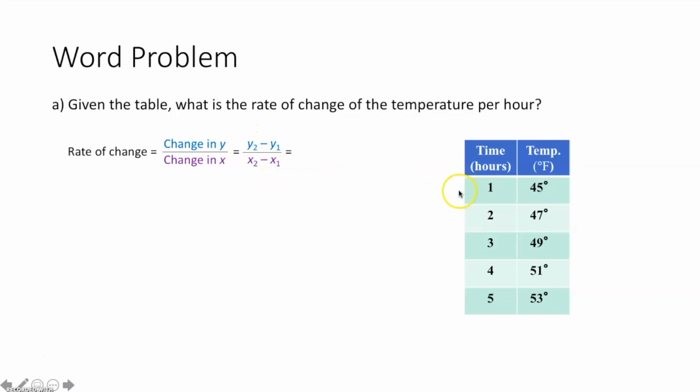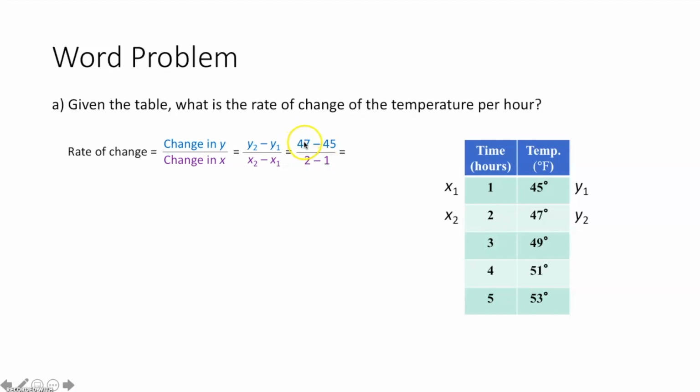How do we do that? Well, we label just like we normally do. This is our first point, 1 comma 45. So we're going to say this is x sub 1, this is y sub 1. This is our second point, 2 comma 47. So I'm going to say this is x sub 2, this is y sub 2. Now we just plug these into the slope formula. 47 is going to go in for y sub 2, 45 is going to go in for y sub 1, 2 is going to go in for x sub 2, 1 is going to go in for x sub 1.